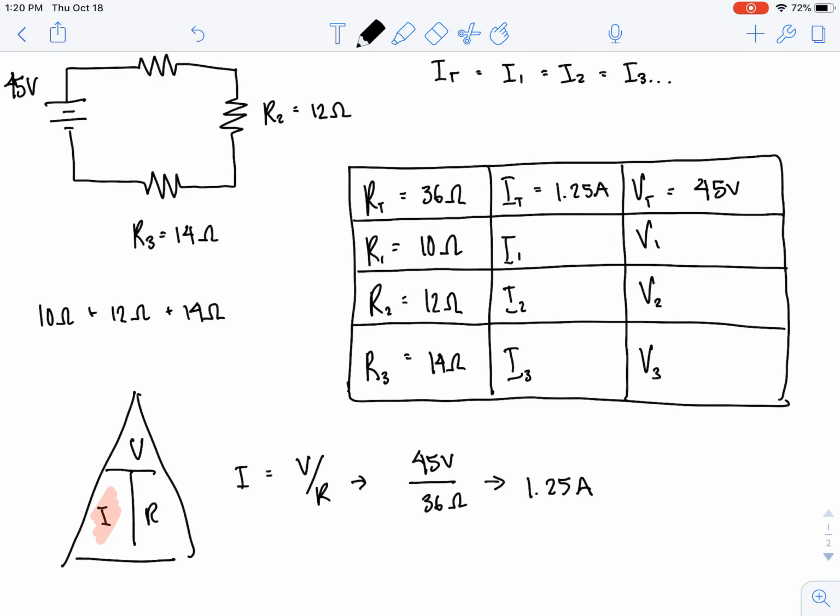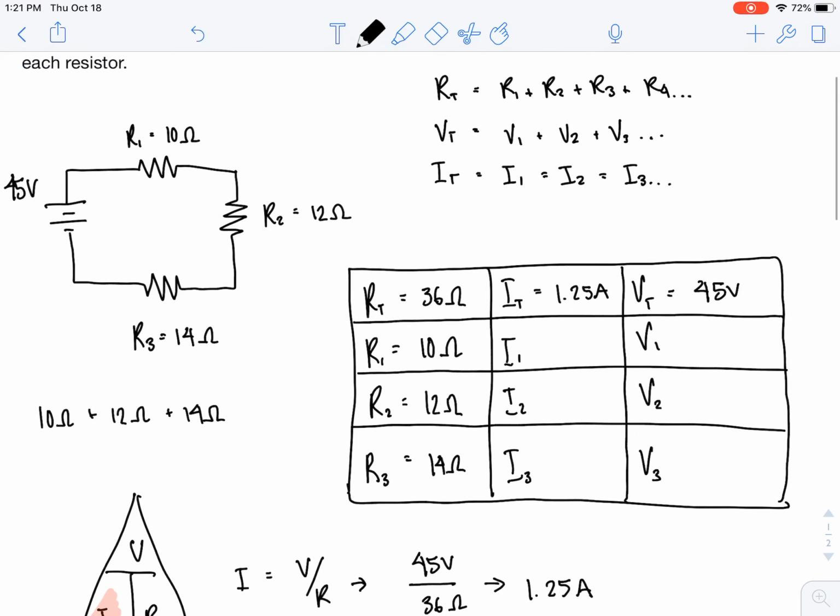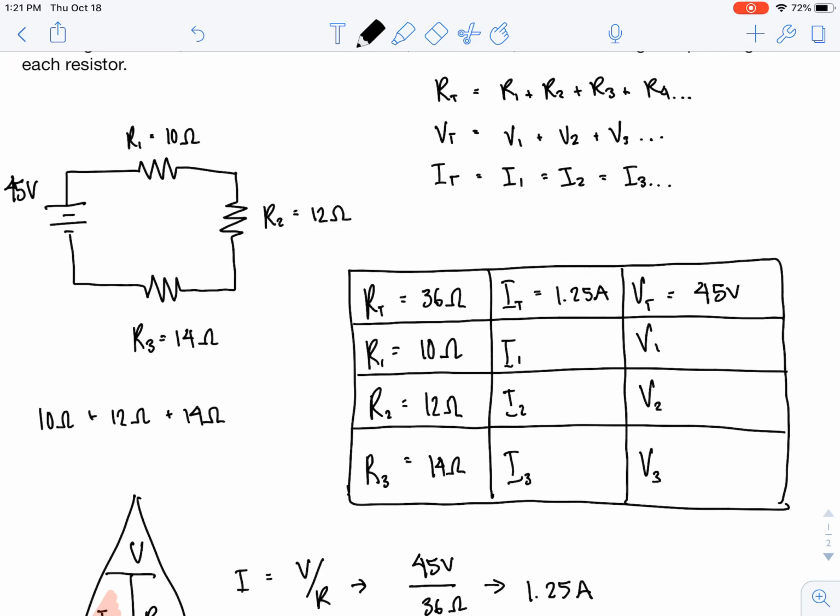So I know that my current total is 1.25 amps, so I have that out of the way now. If I look at the rule right here, it says that all the currents are the same. So my currents are going to be 1.25 straight down the board. What that means is that I have 1.25 amps at this point, and at this point. So throughout the entire series circuit, it's the same, 1.25 amps.